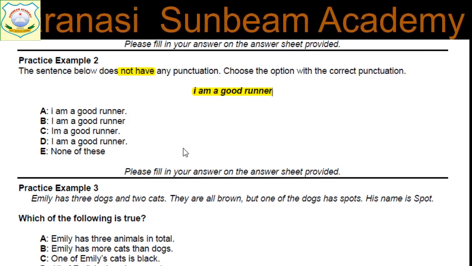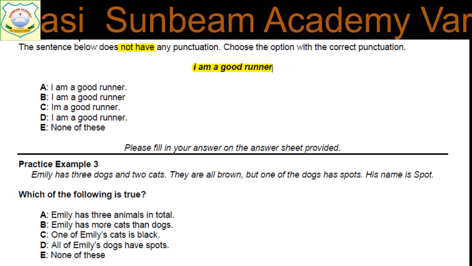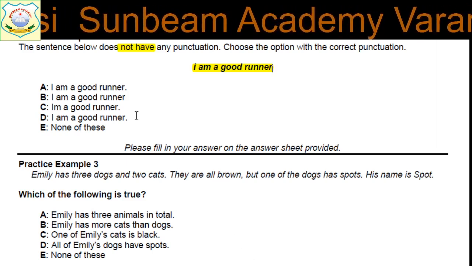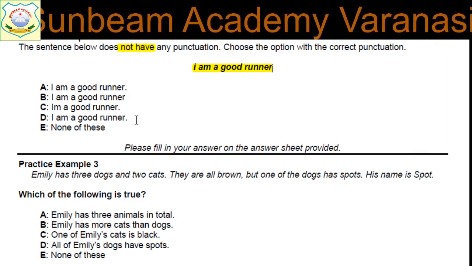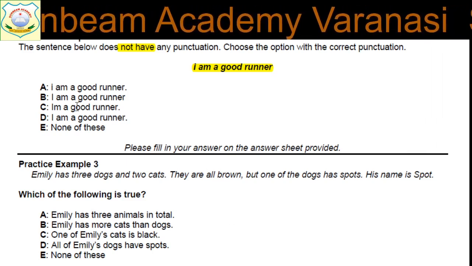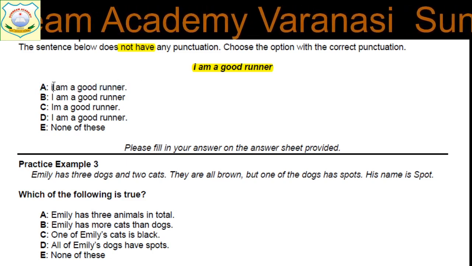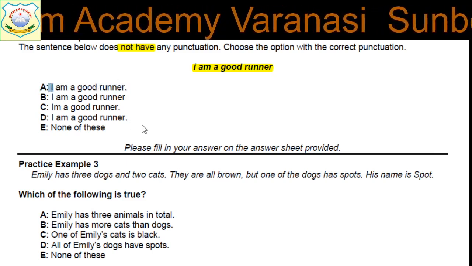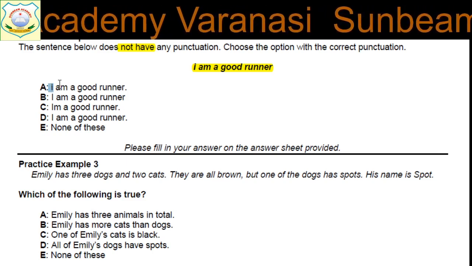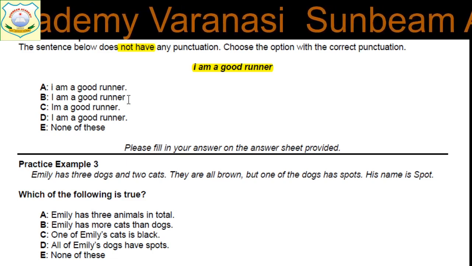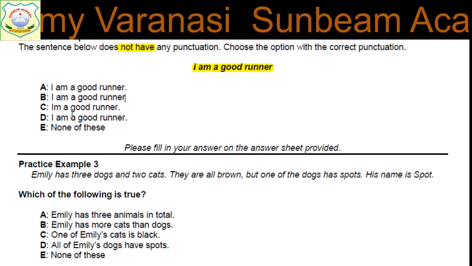It might be a bit confusing for you because most of the sentences are similar, but you have to be patient and answer it carefully. So here I think that the first option is wrong because it is starting from small letter, and whenever you start any sentence you must write the first letter in capital. Second is, I am a good runner. Here at the end full stop is not given, so it is wrong.